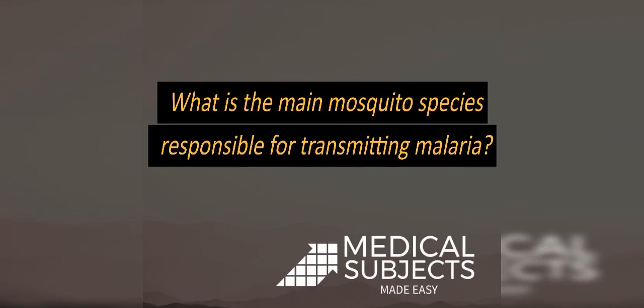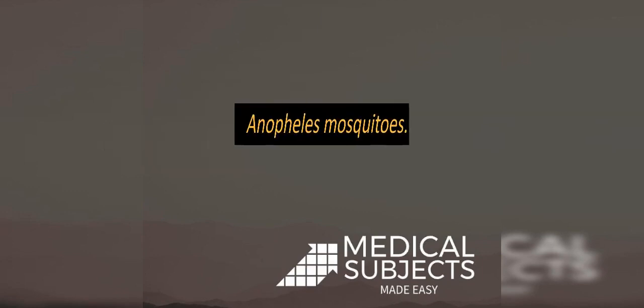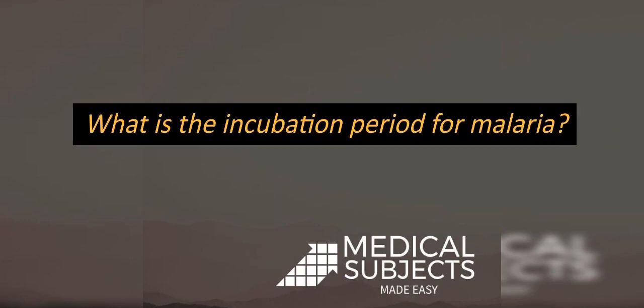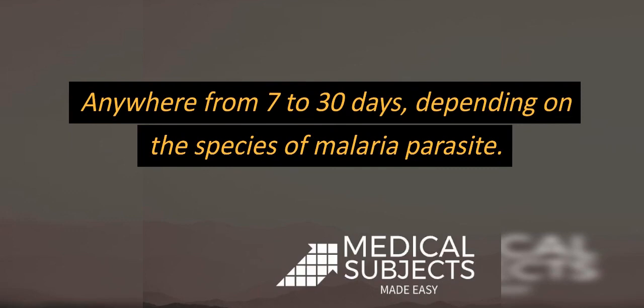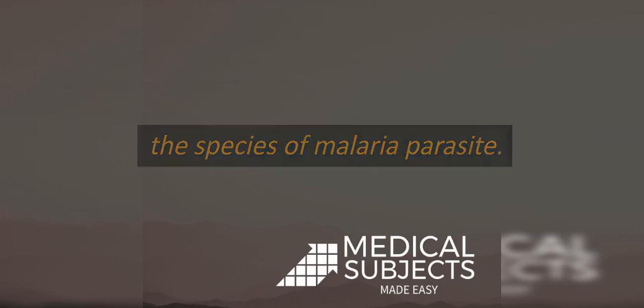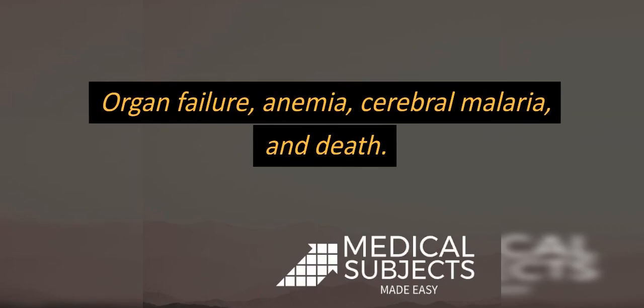8. What is the main mosquito species responsible for transmitting malaria? Anopheles mosquitoes. 9. What is the incubation period for malaria? Anywhere from 7 to 30 days, depending on the species of malaria parasite. 10. What are the complications of severe malaria? Organ failure, anemia, cerebral malaria, and death.